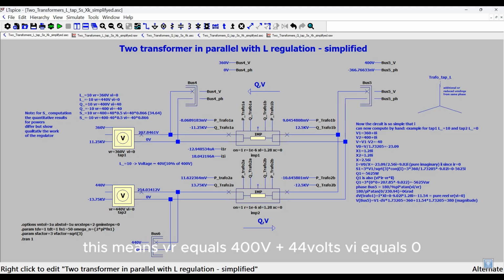Now I set the tap 2 controller to L equals 10, tap 1 L equals 10. This means VR equals 400 plus 40, 440 volts, VI equals 0. I start the simulation. The reactive power flow through the transformers is now twice as high as in example 1. The voltage in bus 5 now has the same average value as the two voltage sources, namely 400 volts. At 18 A, the current is twice as high as in example 1 of longitudinal control.